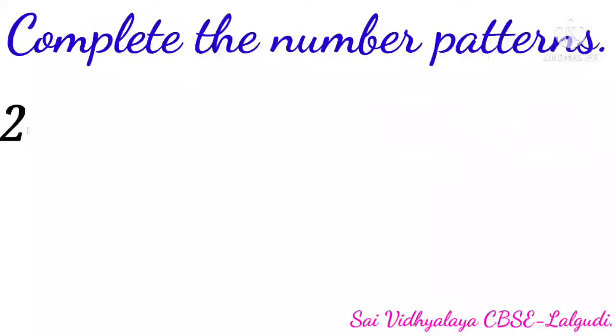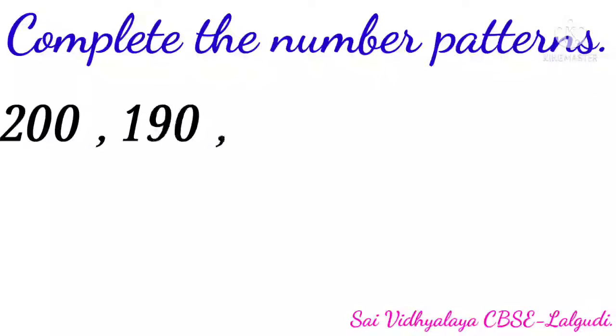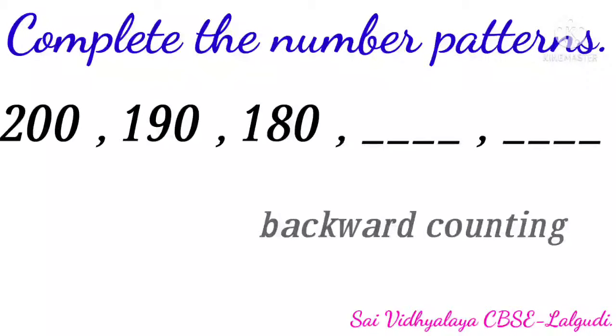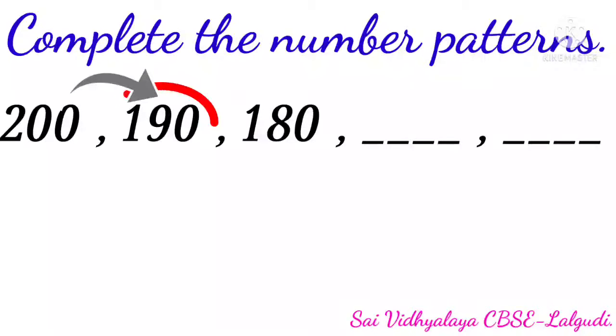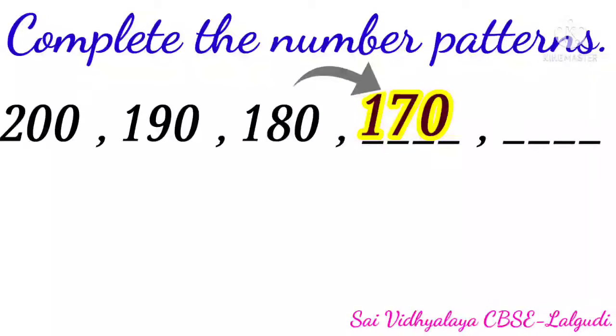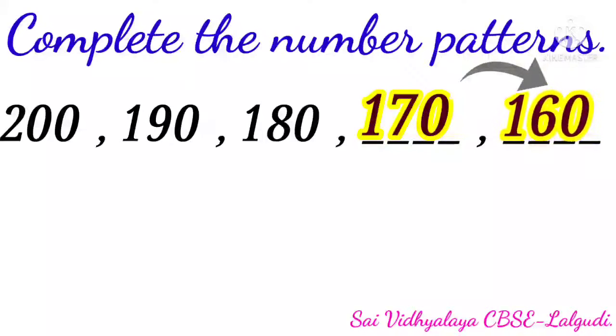Look at the next one. 200, 190, 180. Here, the first number is the bigger number. When comparing with the second number, first number is the bigger number. So, we have to do backward counting in 10 skip counting. 200 before 190, 190 before 180, 180 before 170, 170 before 160.